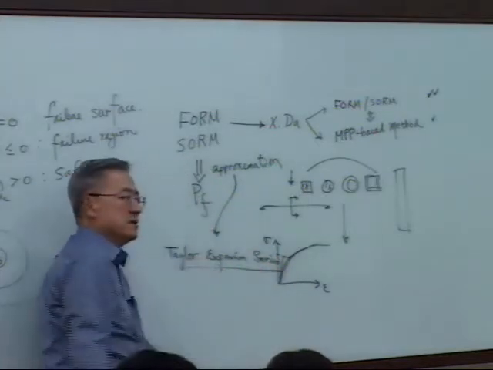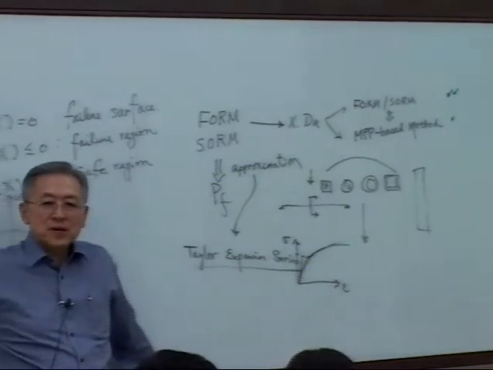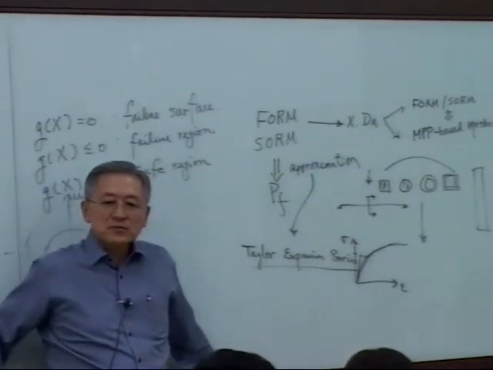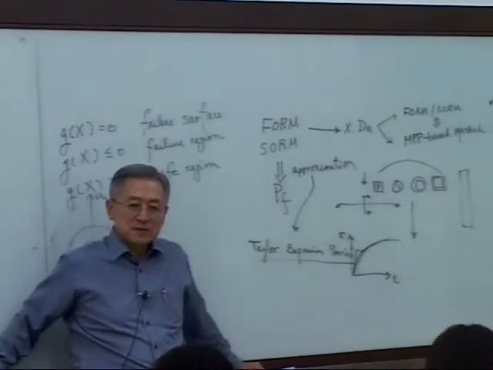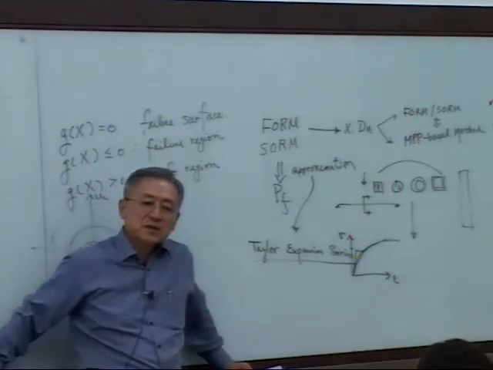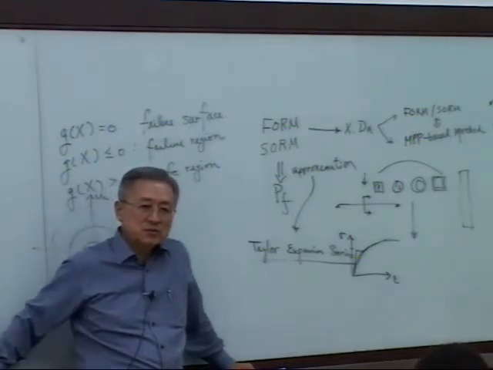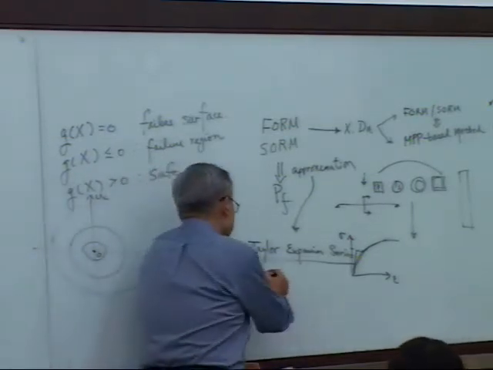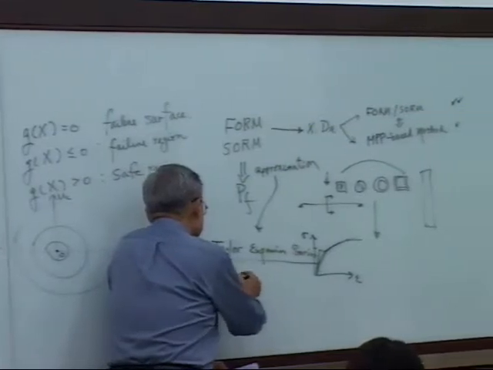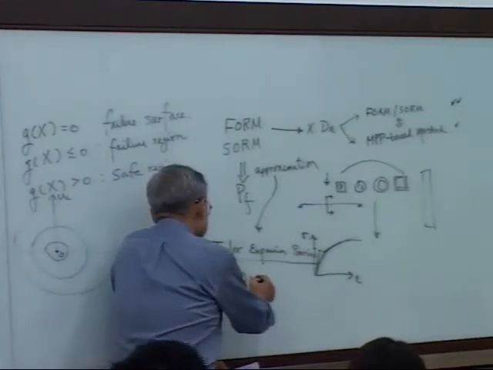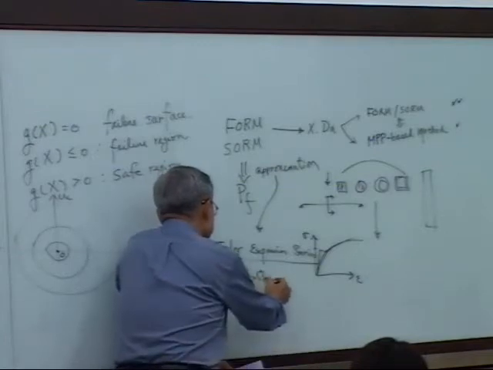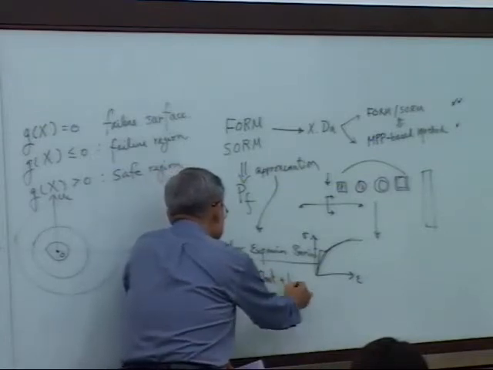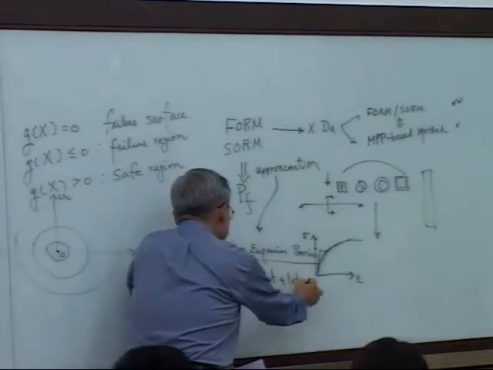You use the first order reliability method. You use the first two terms. Whatever equation comes in, like a G equation, the performance equation, only two terms: the constant term plus the first order term.